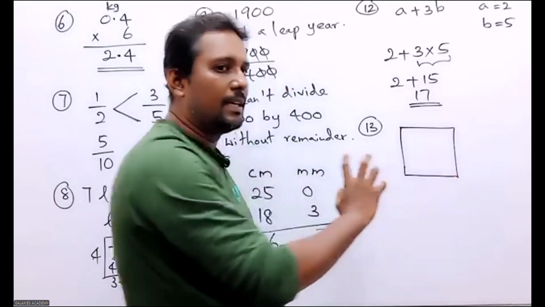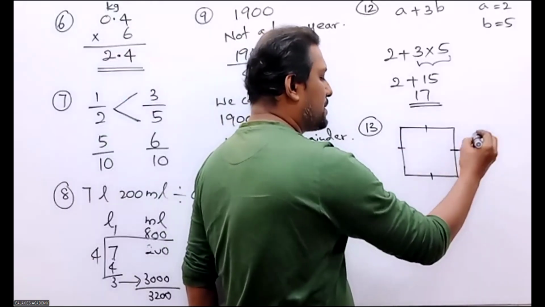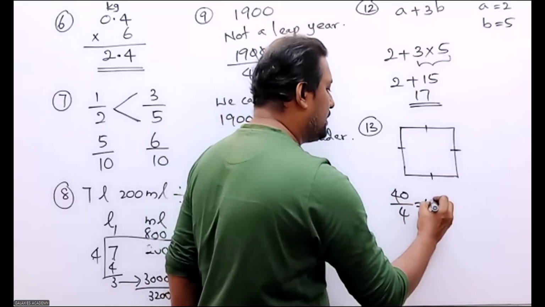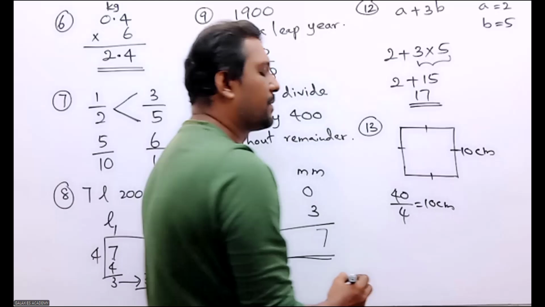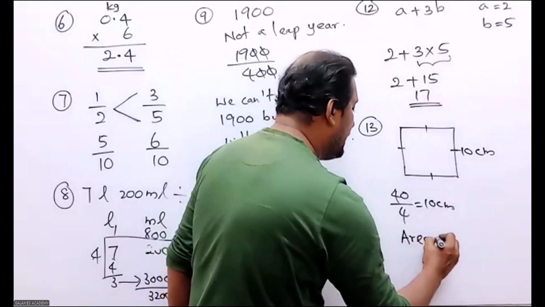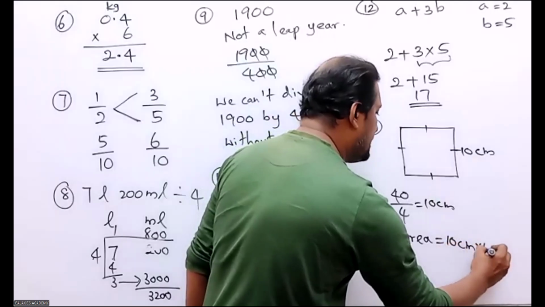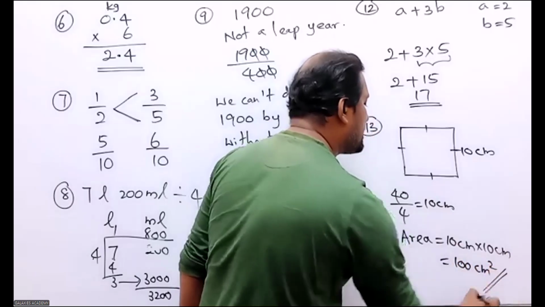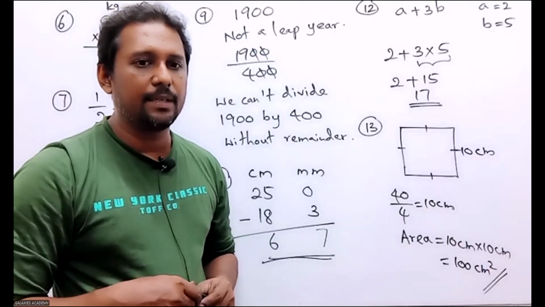Perimeter means sum of the bounded sides. No, there are 4 bounded sides. They are equal. So side length should be 40 divide 4. That means 10 centimeters. Right? Then area is length multiply breadth. So length is 10 centimeters. Breadth is 10 centimeters. 10 multiply 10, 100 square centimeters. Right? It is the finding method of the area.